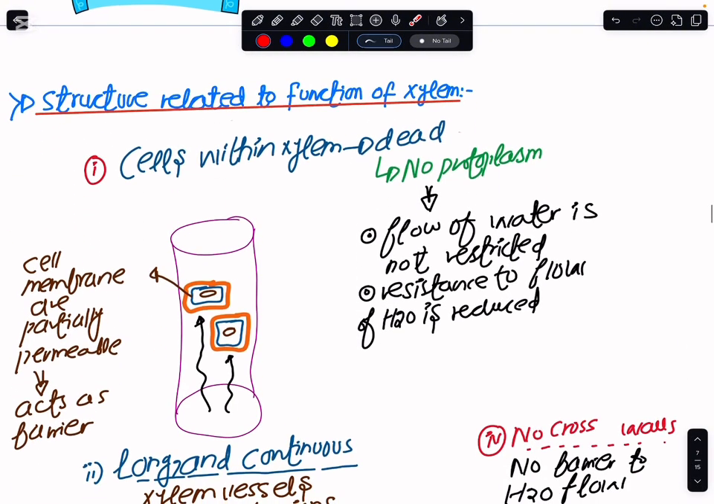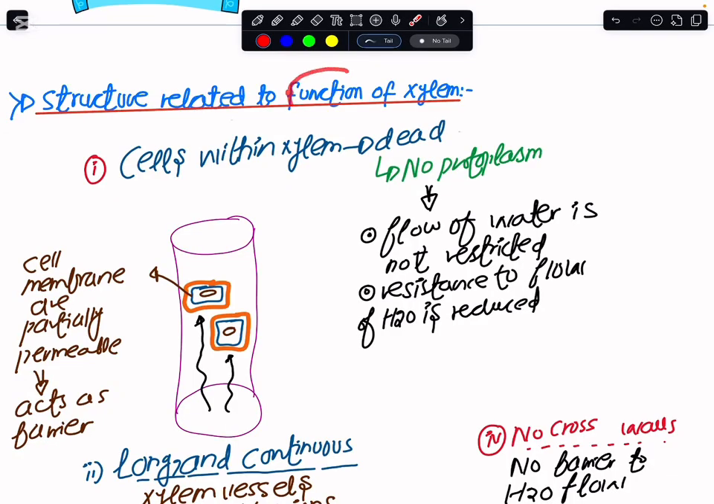Now, we have to relate the structure of the xylem to the function they would be performing. If I were to consider a situation where in the lumen of the xylem vessel we had living cells, this would mean the presence of cell membranes and cytoplasm coming in, and you know that the cell membranes are partially permeable membranes. So they would have resisted the flow of water. The water would not be able to be carried upward in a continuous manner, but the movement of the water would have been hindered if we had some living cells in the lumen.